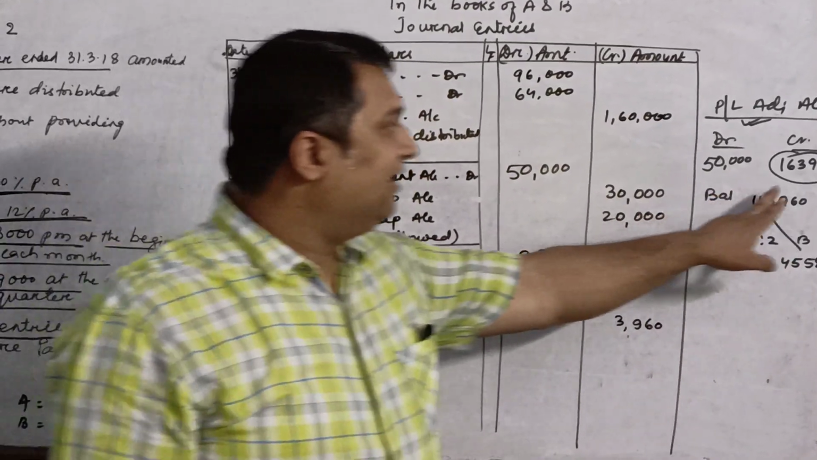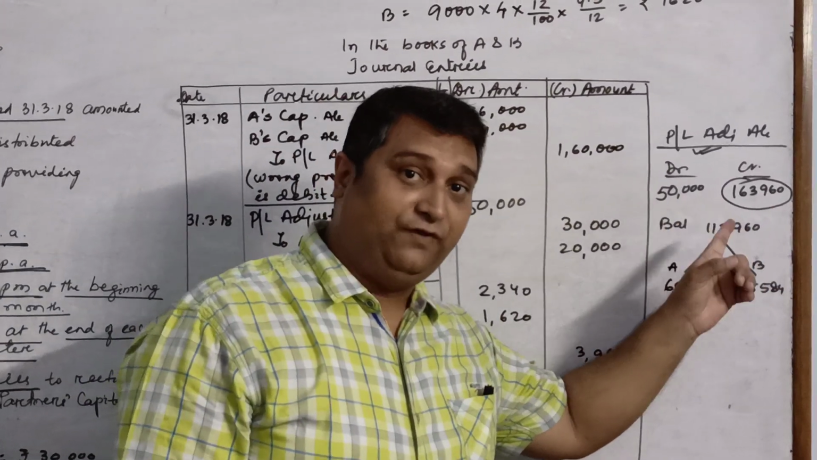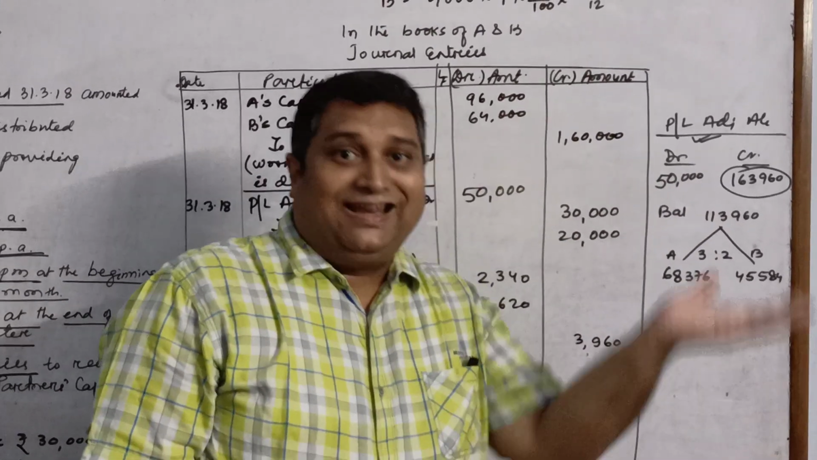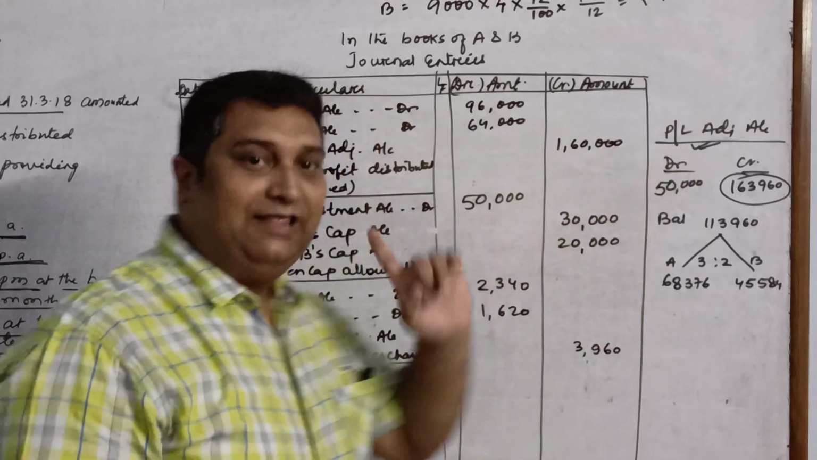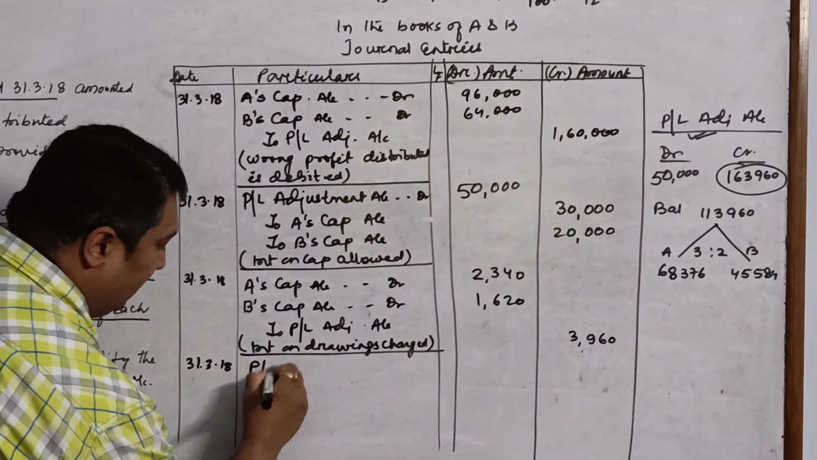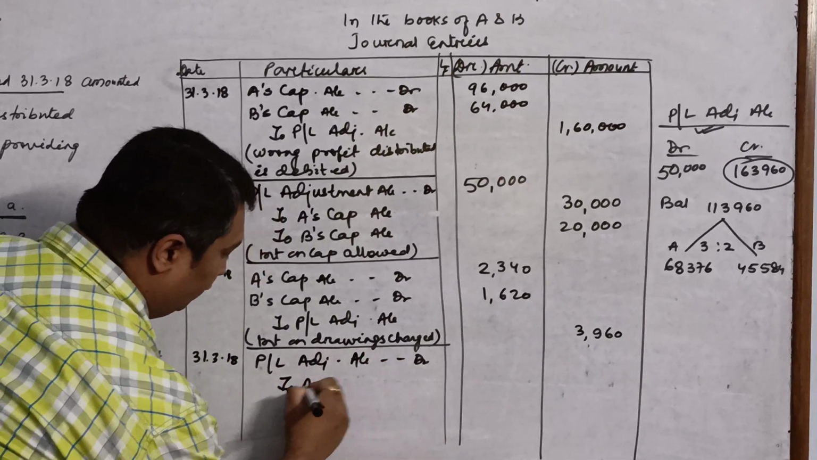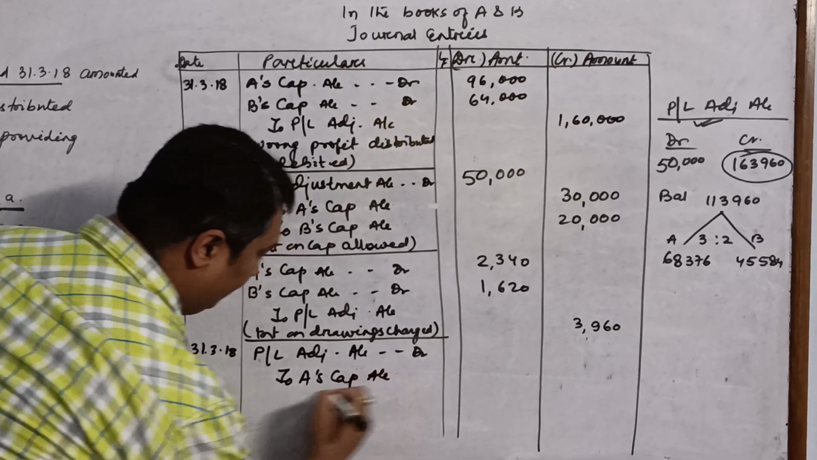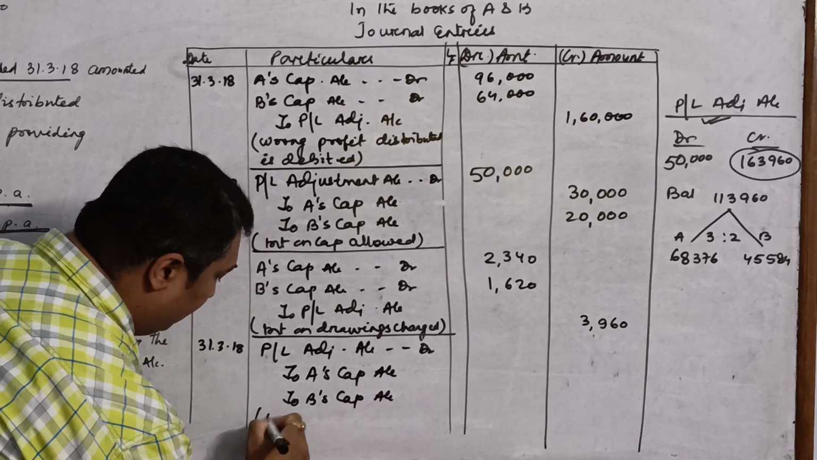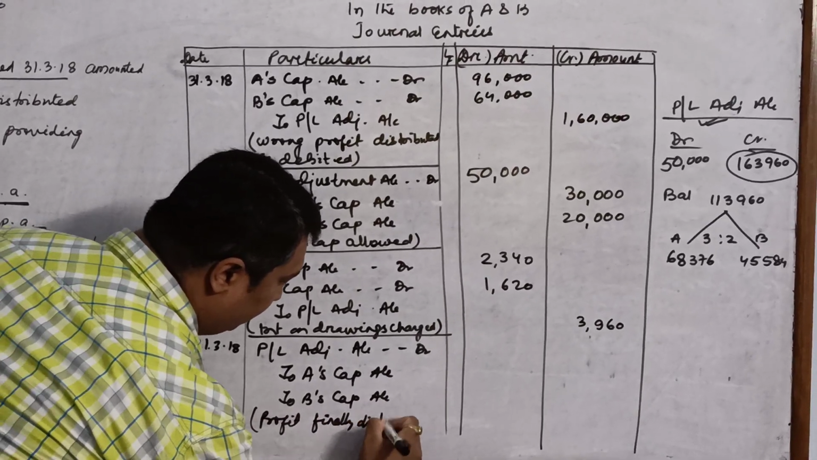Now you have to pass the journal entry for this particular distribution. As I told you, the credit side is greater. So since the credit side is greater, there will be a profit. And when you will distribute profit, when you will allow profit to the partners, their capital account will increase. That is why the name of the partners will come on the credit side. And the journal entry will be profit and loss adjustment account, debit to A's capital account, to B's capital account. Here, profit finally distributed.